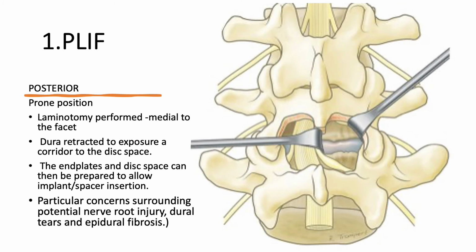Now let's talk about posterior lumbar interbody fusion or PLIF. It is done, as the name says, posteriorly. The patient will be in a prone position and the laminotomy or removal of the lamina is done, which is done medial to the facet joints and involves retraction of the dura and the nerve root almost up to the midline to create a corridor to the disc space anteriorly, and then involves preparation of endplates as well as disc space for allowing implant or a spacer insertion. Because of the peculiarity of the approach itself, there are particular concerns surrounding especially potential nerve injury, dural tears, as well as epidural fibrosis.